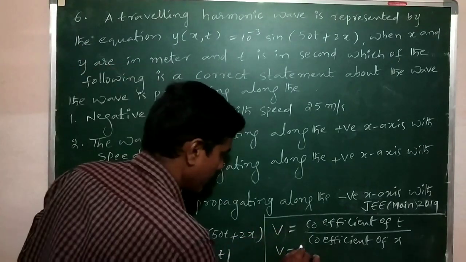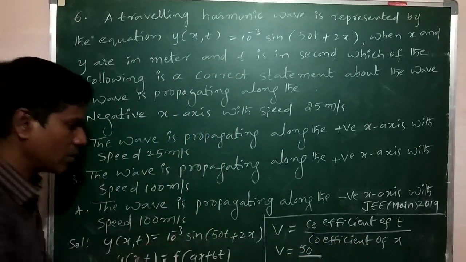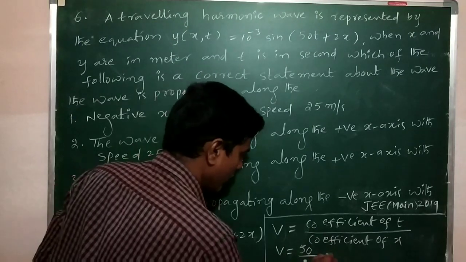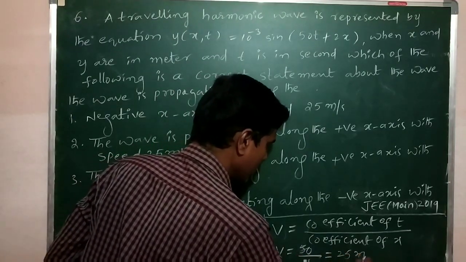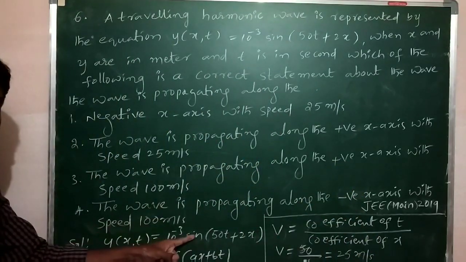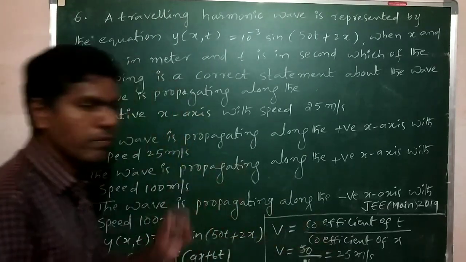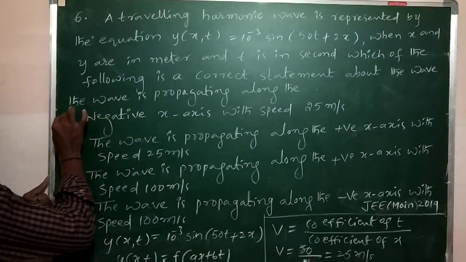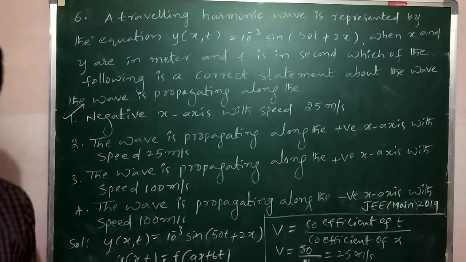50. 50 divided by the coefficient of x, which is 2. So finally that equals 25 meters per second. Its direction is the negative x direction. The speed of the wave is 25 meters per second. So our option is negative x-axis with speed 25 meters per second.